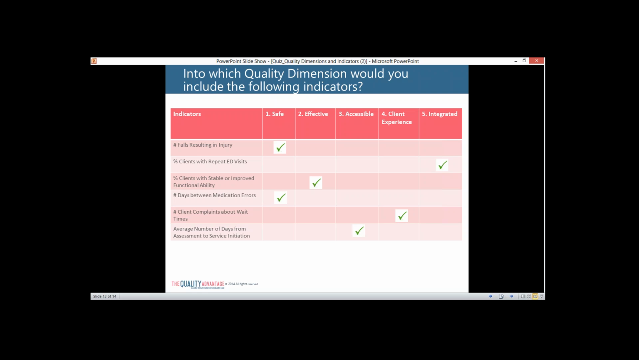The next one, average number of days from assessment to service initiation. That one falls under the accessible domain because it's about a wait time. How long from assessment to service initiation?